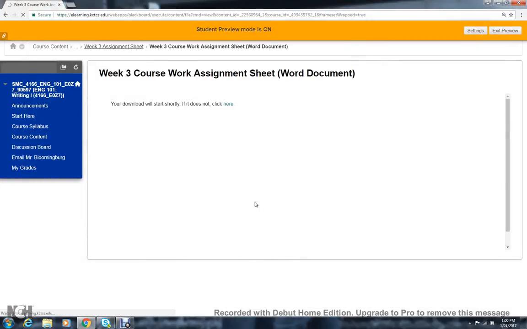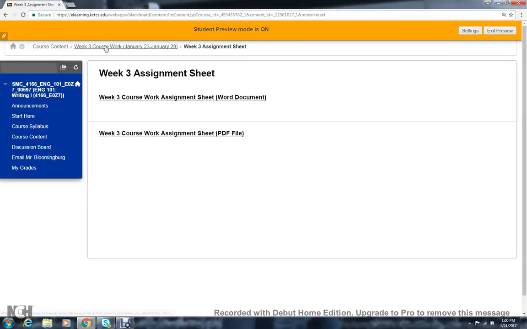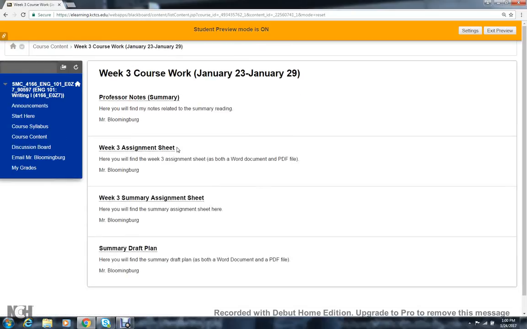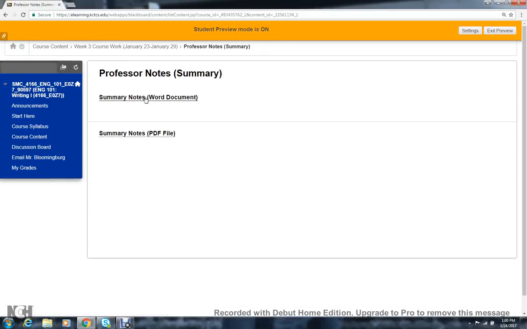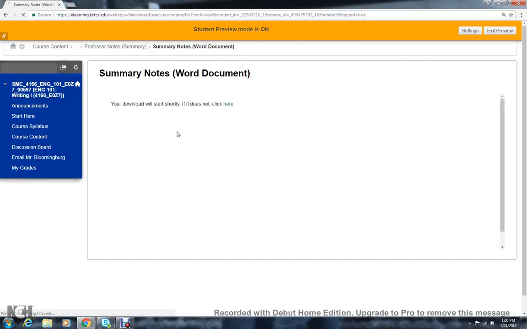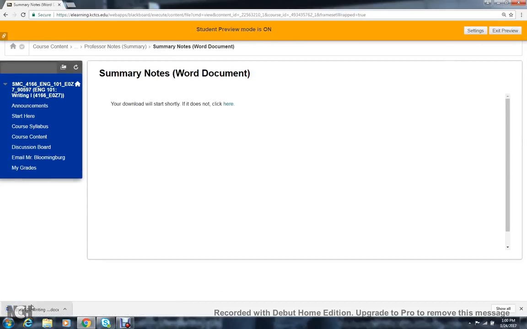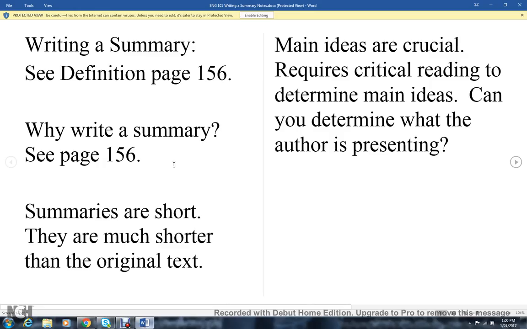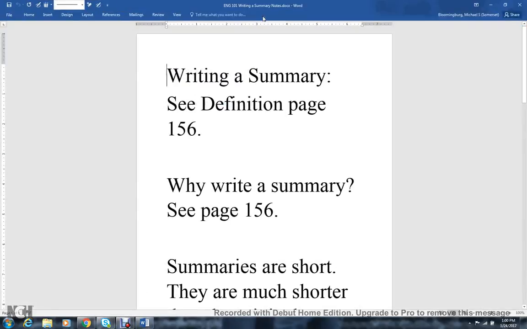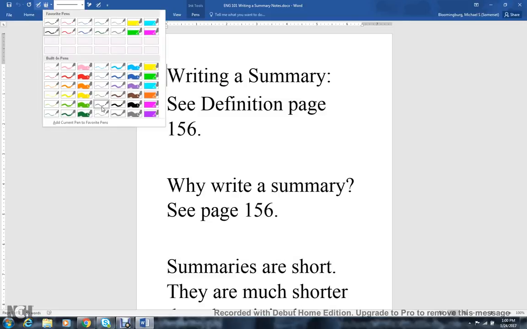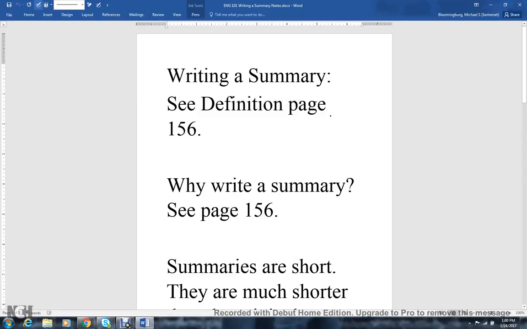Go back to the week 3 folder, and let's pull up those notes and take a look at those very quickly. Alright, here are the notes, and I'm just going to very quickly enact my pen mode, that way if I want to jot down something.